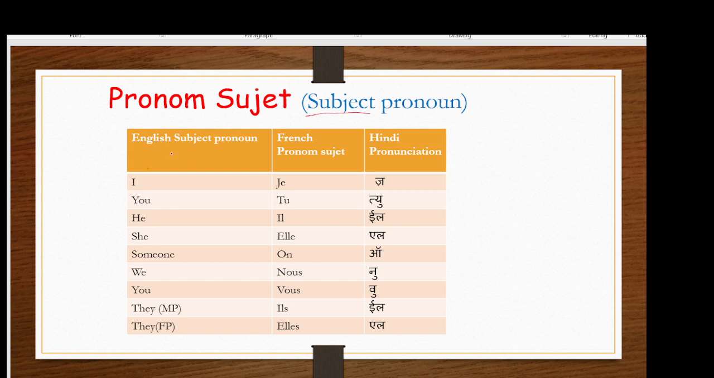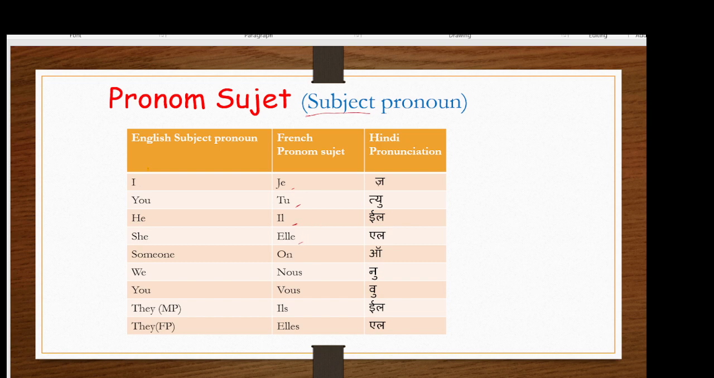So in English, which pronom sujet do we have? I, you, he, she, someone or it, we, you, and they. So in French, we have je. Repeat after me. Je means I. Tu, tu. Il means he.